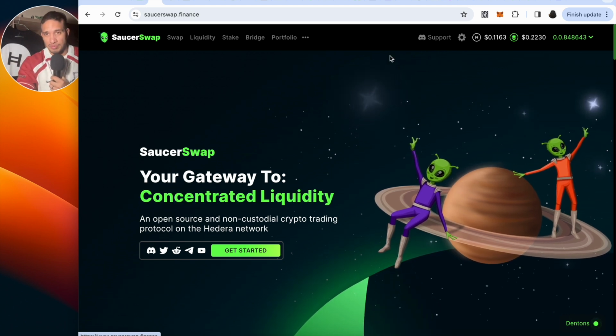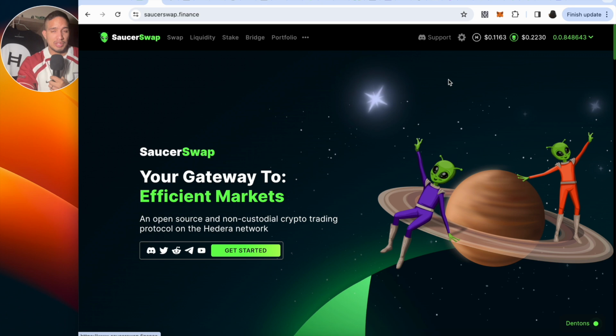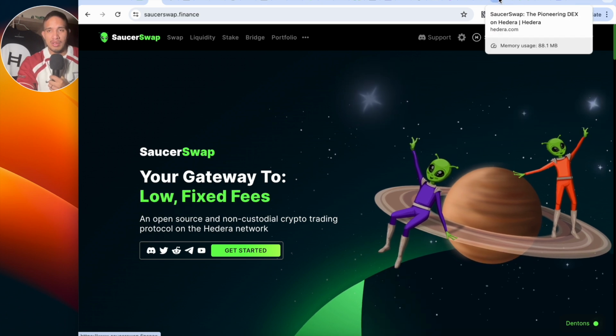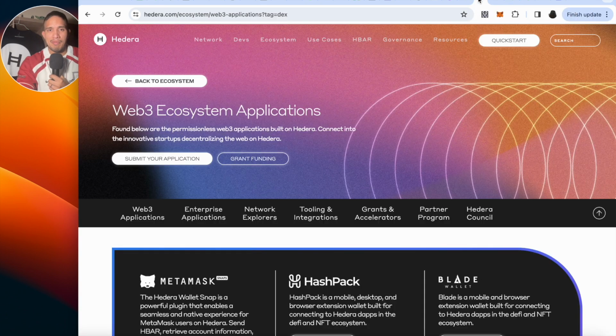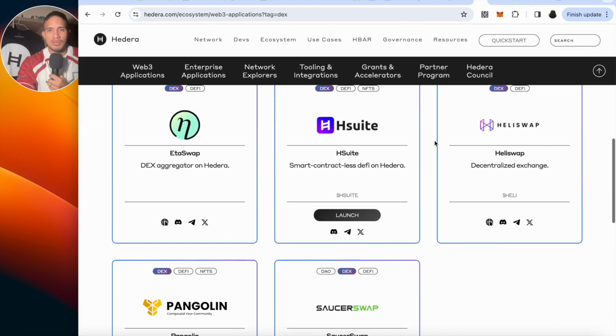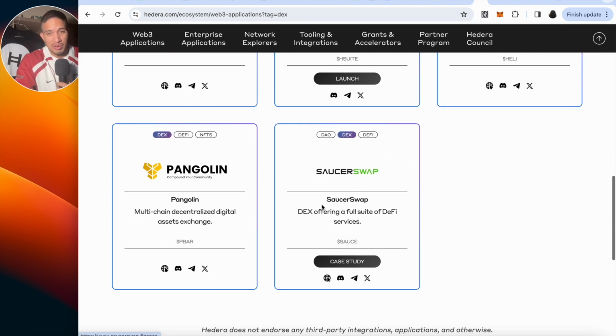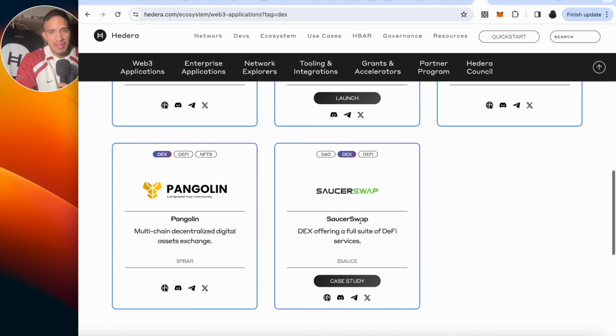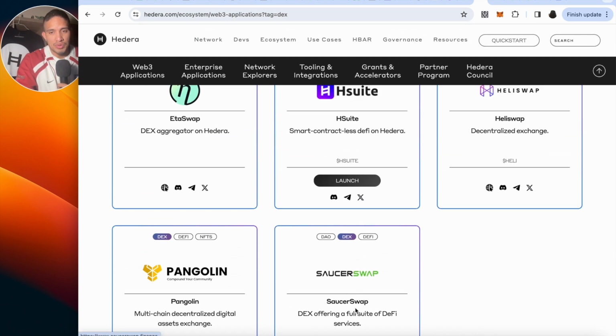The next one is HSUITE. Now HSUITE, I'll tell you right now, I really don't agree with this description. Smart contractless DeFi, sorry, it's not just a smart contractless DeFi on Hedera. And I don't really agree with this description of DEX offering a full suite of DeFi services. They should swap. This description should go to HSUITE.